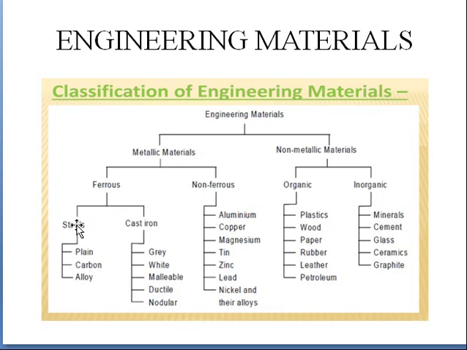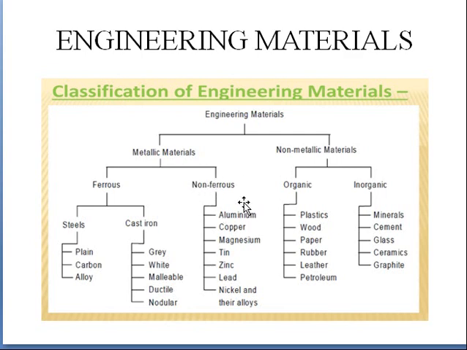And here also, if the percentage of carbon is less than 1.5%, then we call it as steels, and if it is more than 1.5%, then we call it as cast irons. Now depending upon the percentage of carbon, we have different classifications like this: plain carbon, alloy carbon, gray cast iron, white cast iron, malleable cast iron, ductile, and all.